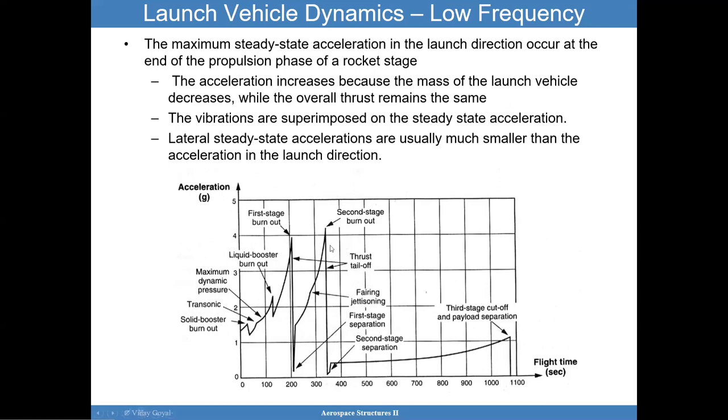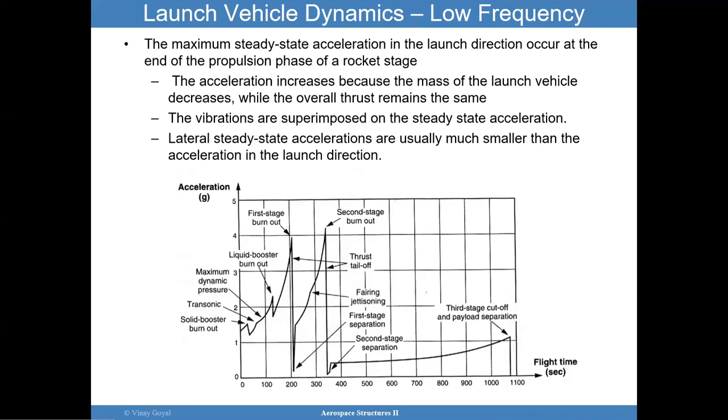The acceleration is increasing, as you can see here, in each of these regions. For example, here you have solid booster burnout, and then you have transonic. And you have increased accelerations until you reach something called the maximum dynamic pressure. And you continue with the liquid booster burnout, and you can see that the acceleration continues to increase. This is occurring because the mass of the launch vehicle is decreasing and the thrust is remaining relatively the same, so the acceleration is basically increasing. The vibrations that can occur at any of these phases can be superimposed with the steady state acceleration, since these are occurring almost quasi-statically.